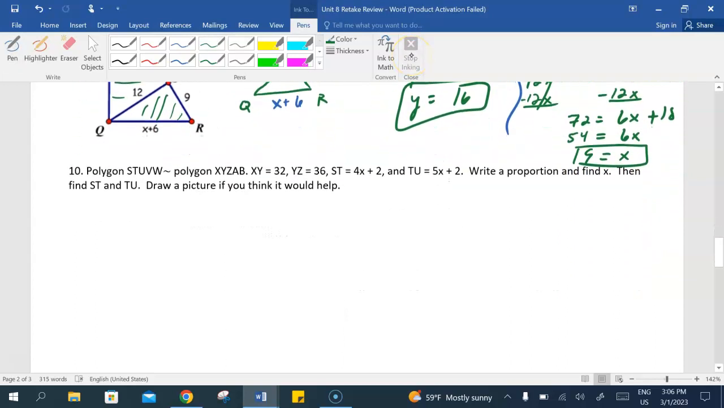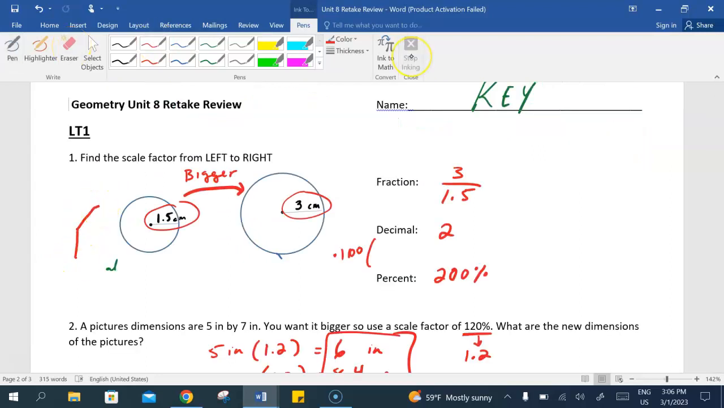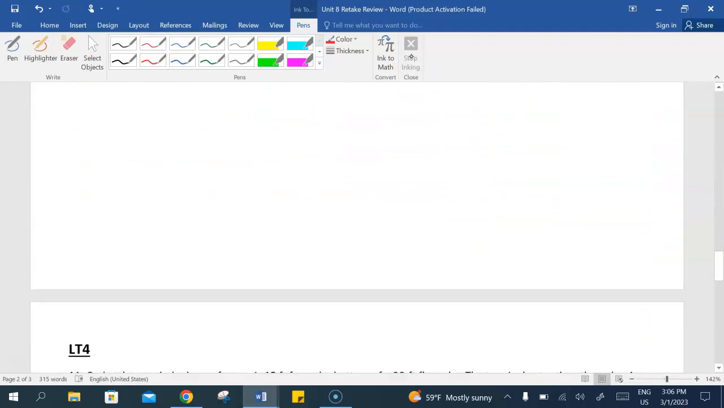All right, number 10. Do not let number 10 intimidate you, okay? If it helps you to draw a shape, then draw it. Draw two similar polygons. Now this has 5 letters, so it is a 5-sided shape. So all I'm going to do is draw a little house. A little better than that.